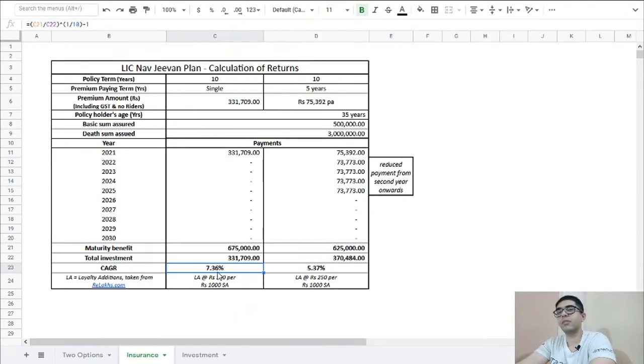CAGR मतलब compounded annual growth rate, which shows कि year on year basis पे कितना ग्रो हुआ. मतलब अगर समझो 331 आज मैं डालता हूँ और 10 साल बाद 675 होता है, then what would be the annual growth rate of that? So that is 7.36% in this case, and it is 5.37% in this case. We'll ignore that right now.